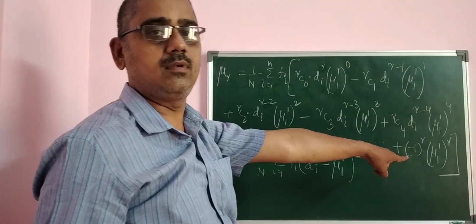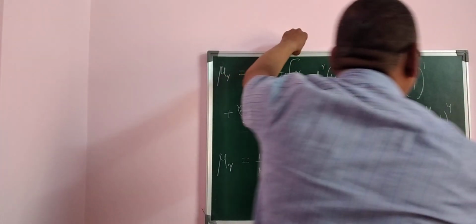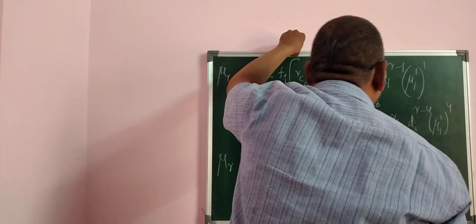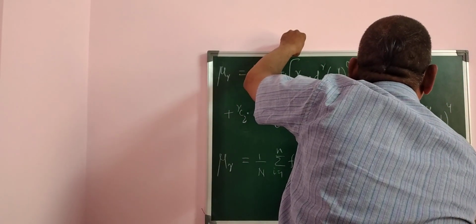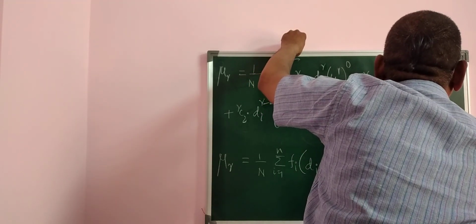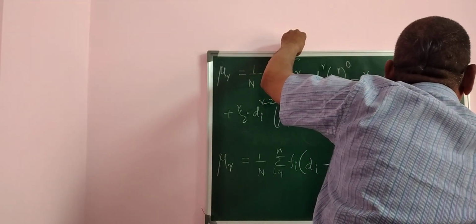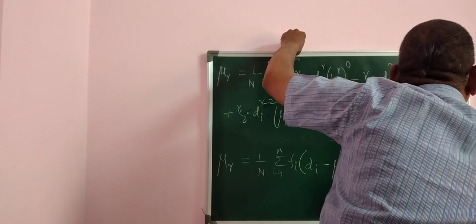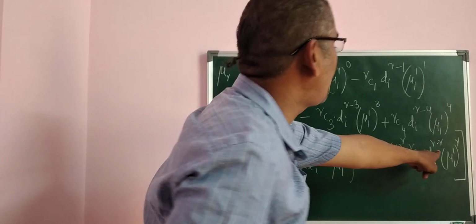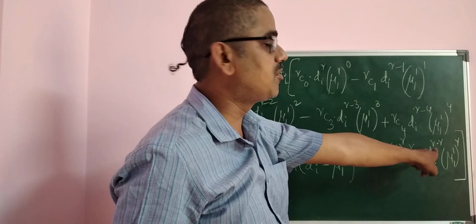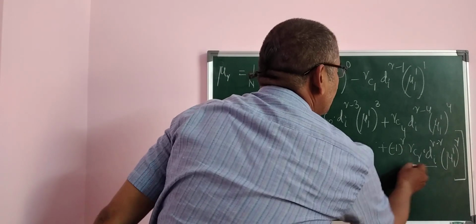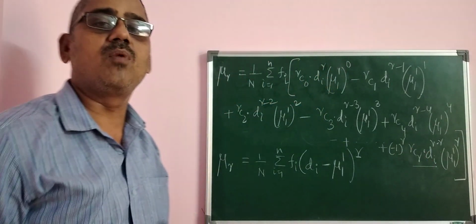rCr. Last term, right here: plus minus 1 whole power r, rCr, d_i^(r-r) and μ1' whole power r. That is the last term. d_i^(r-r) is d_i power 0, it's 1. rCr is 1. Therefore, these two terms are 1, and 1 into 1 is 1.